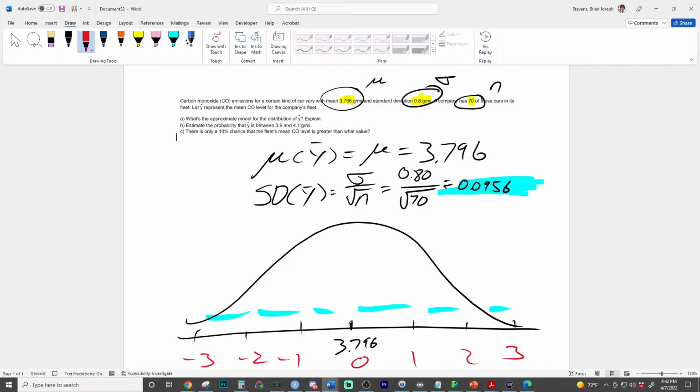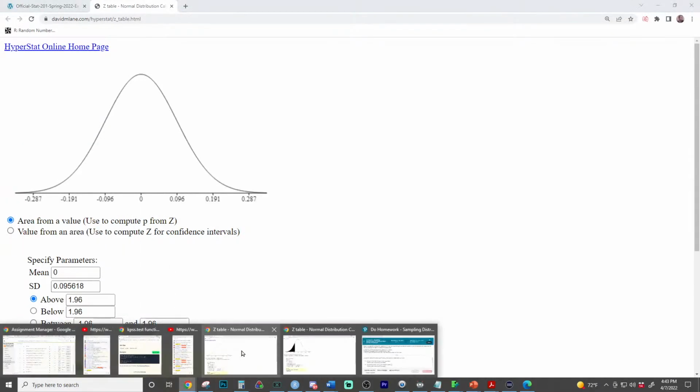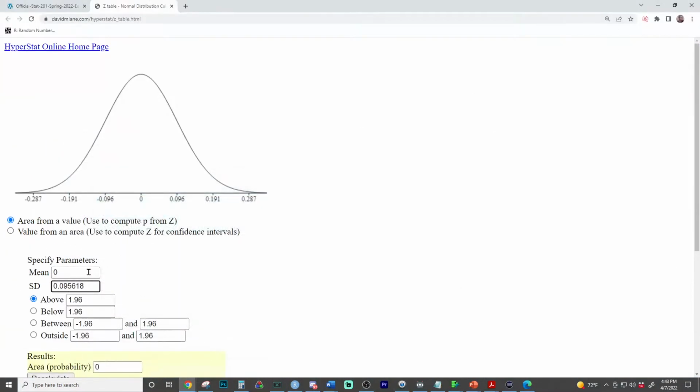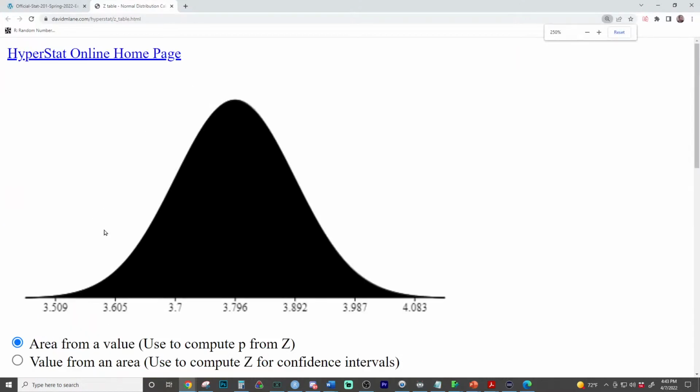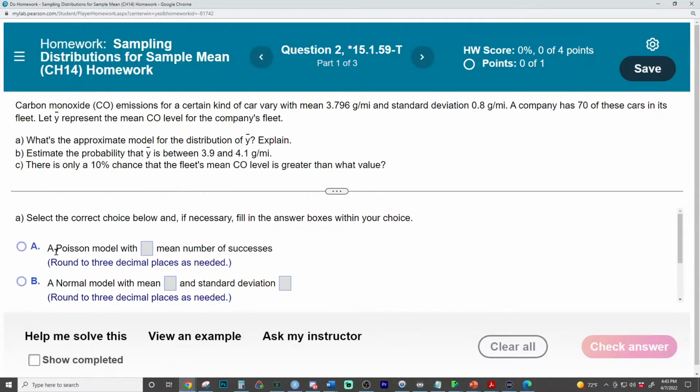We can go over to the David M. Lane. And once again, if you're on the test, I'd probably be writing it out and drawing it out to see where we're at. The David M. Lane is just going to be an easier way to get everything drawn for us. So we're going to put in our standard deviation and our mean of the distribution, 3.796. If you notice, it's putting those numbers in, going up 1, 2, 3 standard deviations.